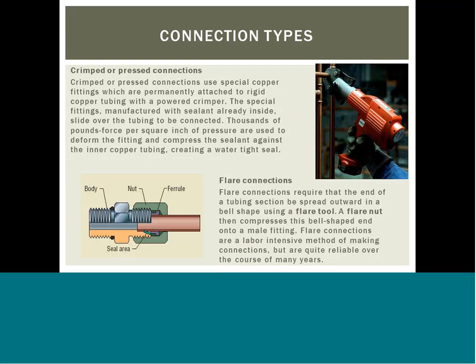Crimped or pressed connections use special copper fittings which are permanently attached to rigid copper tubing with a powered crimper. The special fittings, manufactured with sealant already inside, slide over the tubing to be connected. Thousands of pounds force per square inch of pressure are used to deform the fitting and compress the sealant against the inner copper tubing, creating a watertight seal.